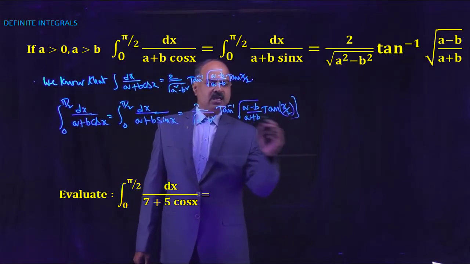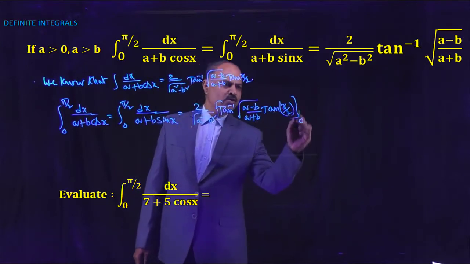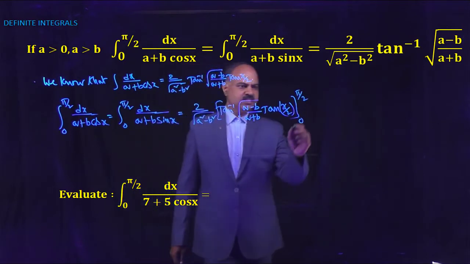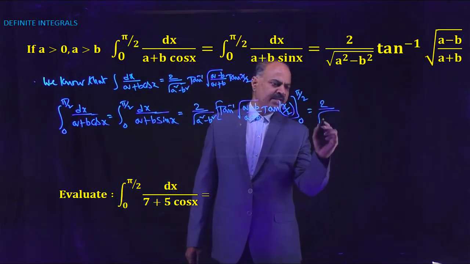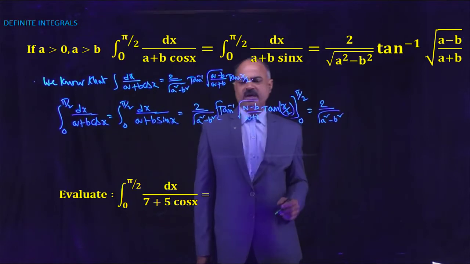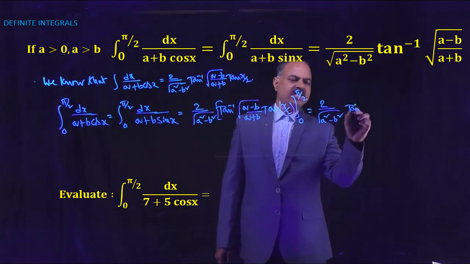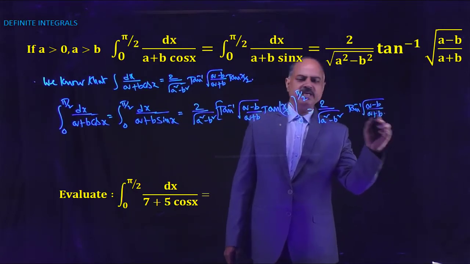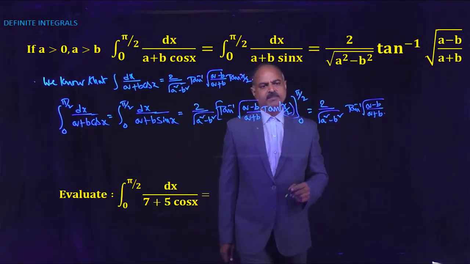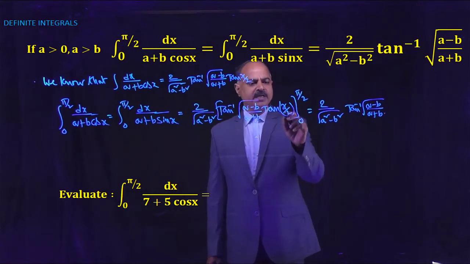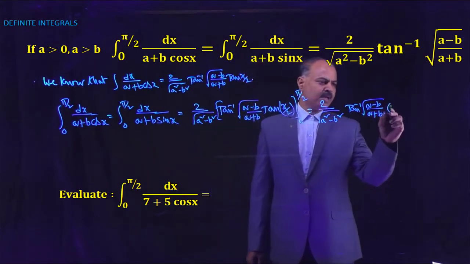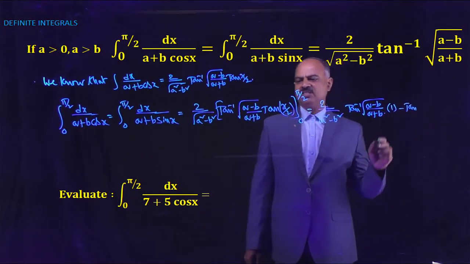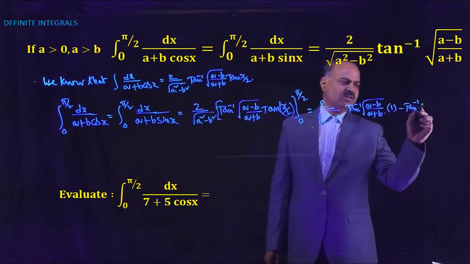with limits 0 to pi by 2. Now this is equal to 2 by root over (a square minus b square) into tan inverse square root of (a minus b) by (a plus b), substituting pi by 2 in place of x: tan (pi by 2 by 2), that is tan pi by 4, which is 1, minus the lower limit, where tan inverse of this is tan inverse of 0.